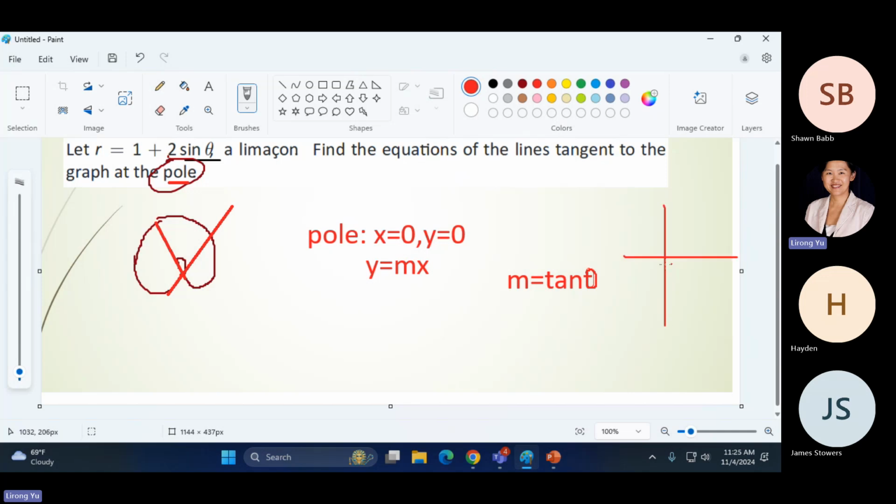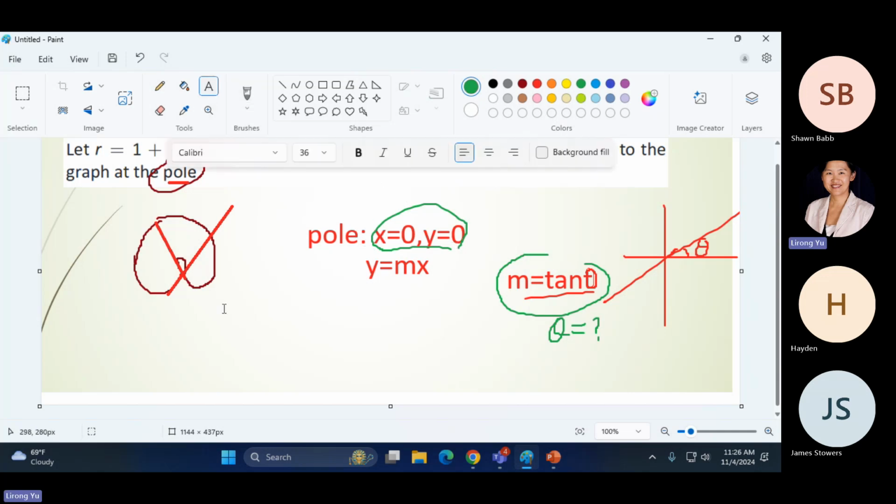If you draw a line at the origin, that will be the theta. And that's the theta in the polar coordinate, the same theta that's in the polar coordinate. So if we solve the equation for this theta, then we take a tangent, that will be the m. So that's our plan. m equal to tangent theta, all we have to do is find out what theta equals at the origin. We want to find the derivative at the origin.